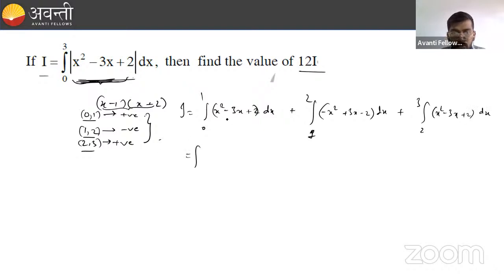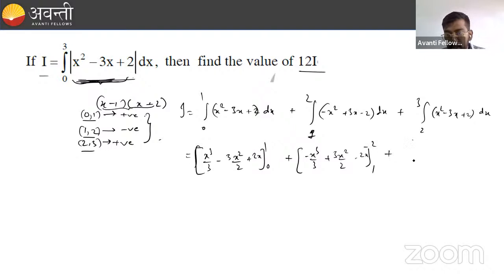Right? So now integration of x square. What is integration of x square? We all know it is x cube by 3 minus 3 times x square by 2 plus 2x. This goes from 0 to 1, plus integration of minus x cube by 3 plus 3x square by 2 minus 2x. This goes from 1 to 2, plus again x cube by 3 minus 3x square by 2 plus 2x. It goes from 2 to 3.